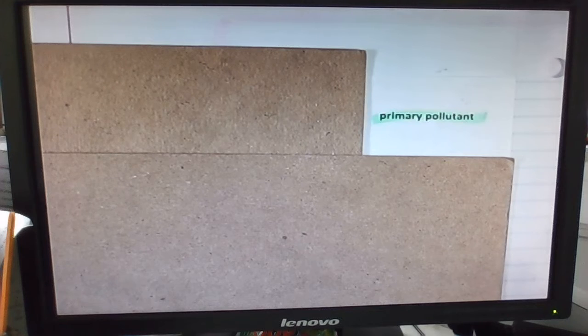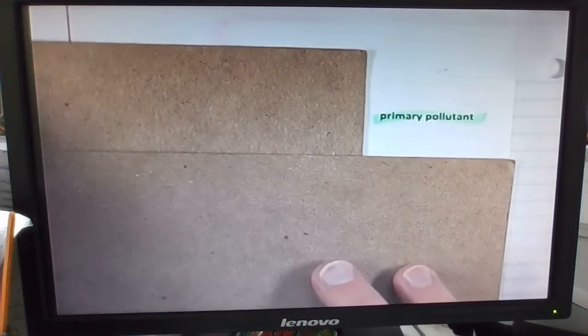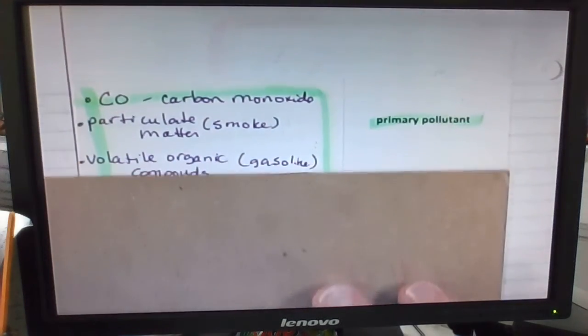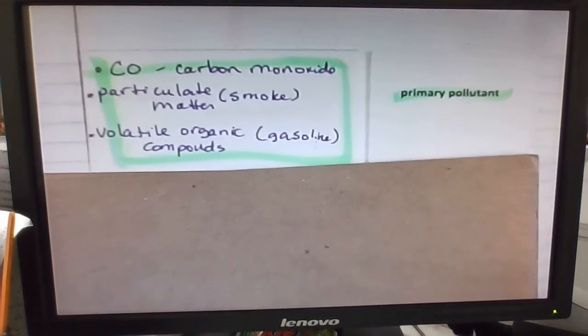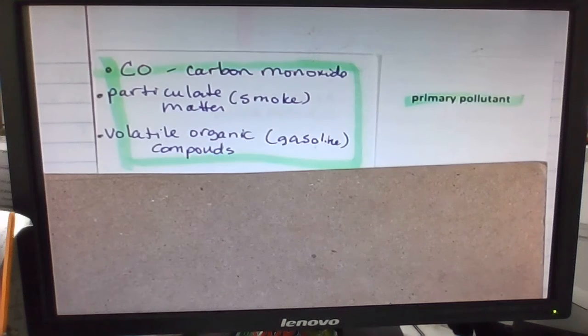A pollutant that is put directly into the air by human activity. And we say air, but it could be into the soil, into the water as well. So a primary pollutant is usually kind of a basic thing. A lot of times primary pollutants are going to be things like carbon monoxide. Capital C, capital O represents carbon monoxide.